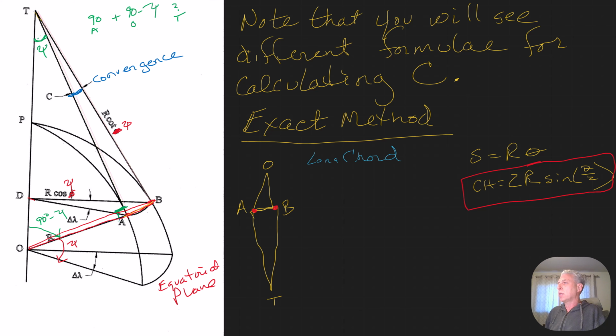We can label a couple things on our diagram, right? On the little diagram I just scribbled out. So looking at this diagram, our triangle OAB, that side is R and R, and this angle is delta lambda, right? The change in longitude.